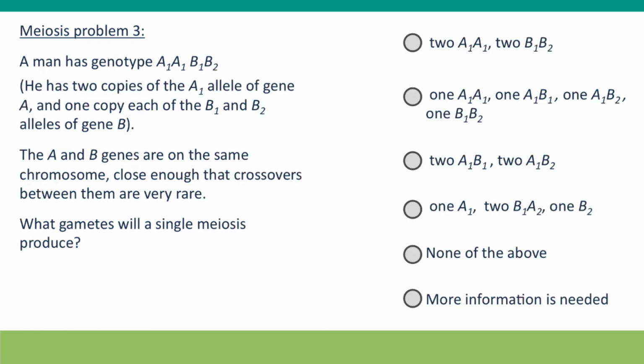Okay, here's our third problem. Again, we've got two genes to think about, but this time instead of the genes being on different chromosomes, the genes are on the same chromosome, so close that we don't need to think about crossovers at all. And again, you're to predict what gametes a single meiosis will produce.